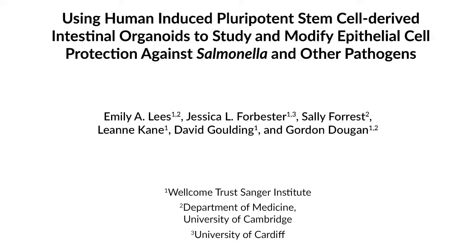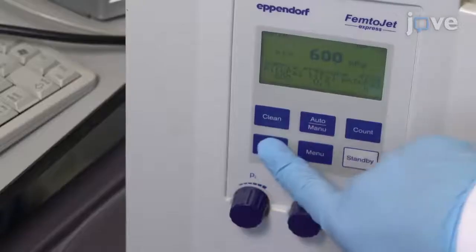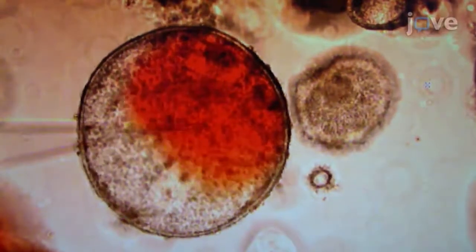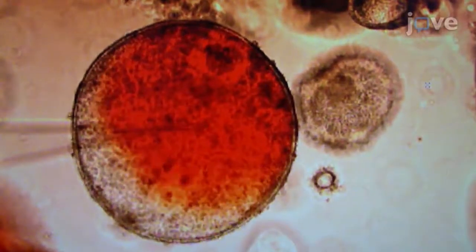This protocol demonstrates the utility of the stem cell-derived intestinal organoid system for modelling epithelial invasion by enteric pathogens, and modification of this process using cytokines. Microinjection allows the pathogen of interest to be delivered directly into the luminal cavity of the organoid, replicating more closely the process of infection in vivo. This method could be applied to the study of different enteric pathogens or alternative cytokines of interest.